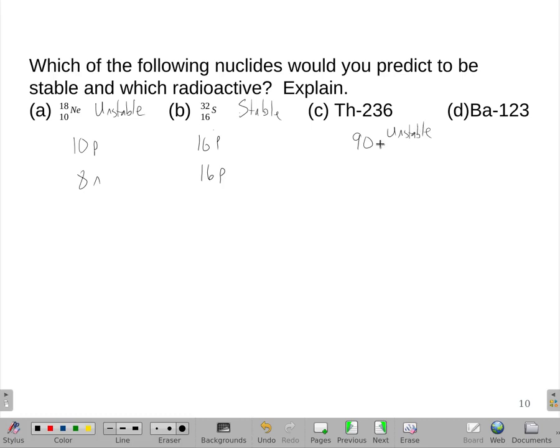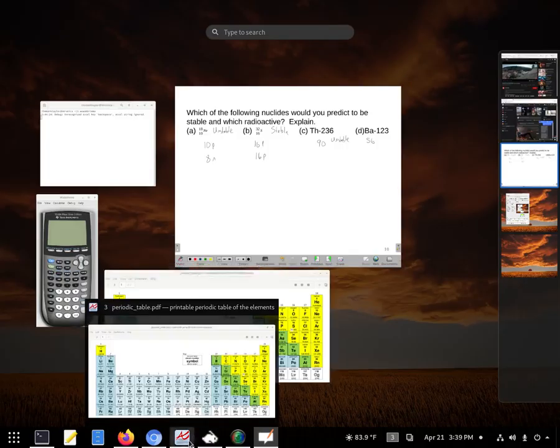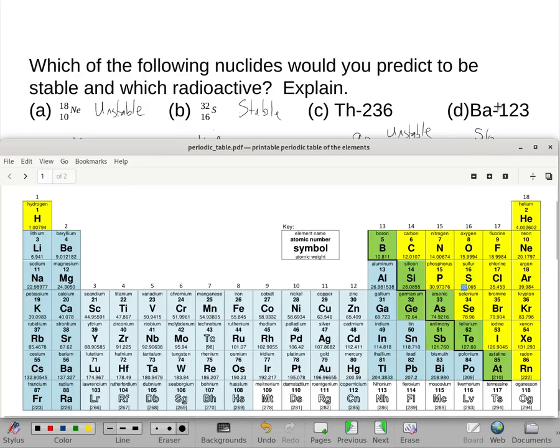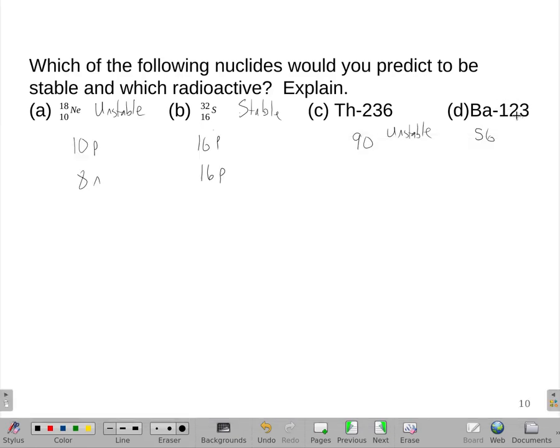Alright, the next one I have barium 123. Atomic number is 56. So if we did math, we could figure out roughly how many neutrons there are. But heck, there's an easier way to do all this. If I want to know if something's stable or not, compare that barium to what the average barium is. The average barium has 137 protons and neutrons. This thing has a lot fewer neutrons, obviously. So this is unstable because it has too few neutrons.